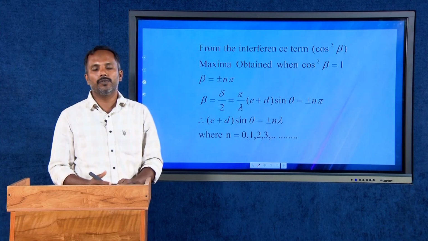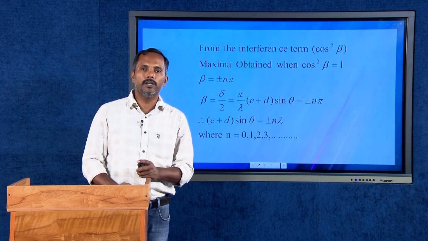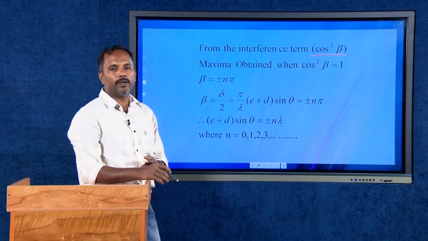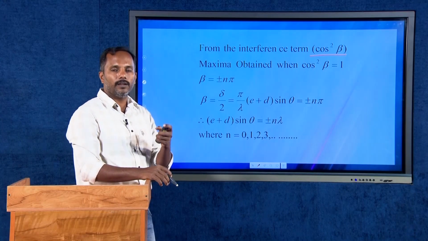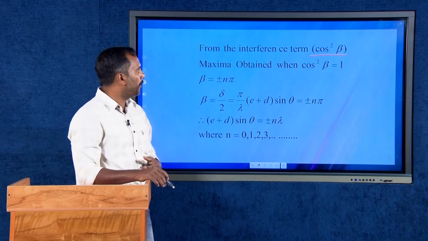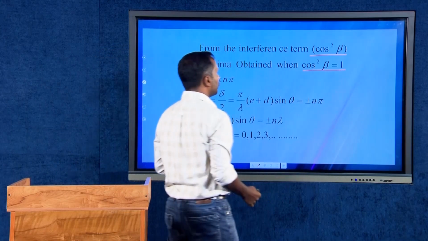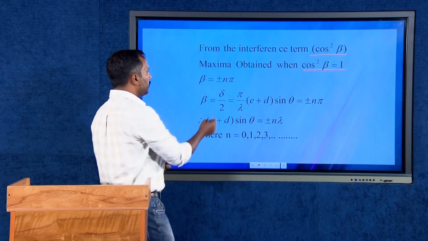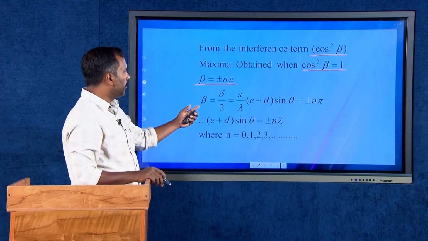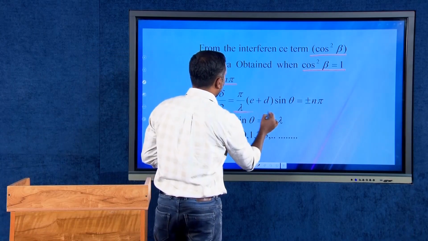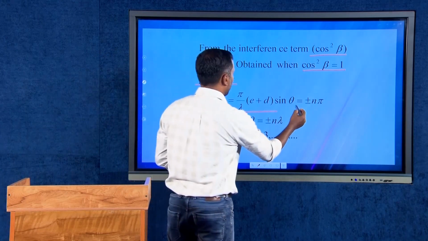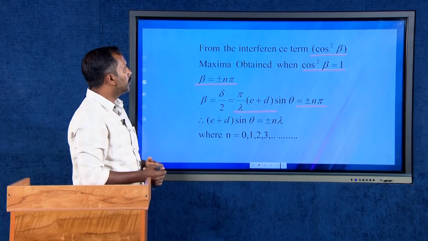We can find the condition for the formation of maxima and minima. So, from the interference pattern, we have two terms, one is cos square beta and another one is sin square alpha divided by alpha square. Here cos square beta in the interference equation gives the interference term, and the maxima are obtained when cos square beta is equal to 1. When cos square beta is equal to 1, beta shall be plus or minus n pi, where n is equal to 0, 1, 2, 3, 4, etc. Here you may remember the equation for beta is pi by lambda into (e plus d) sin theta, and that shall be equal to plus or minus n pi. So, this will be giving the maxima because of the interference.